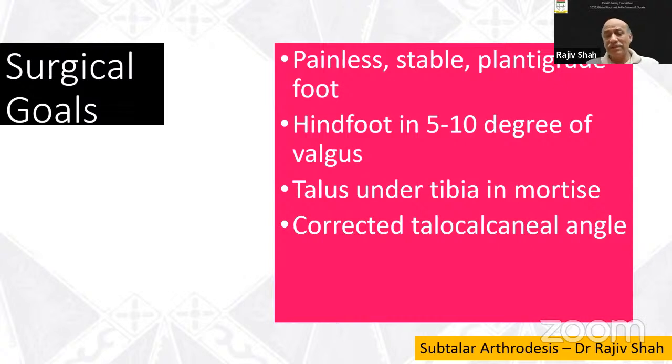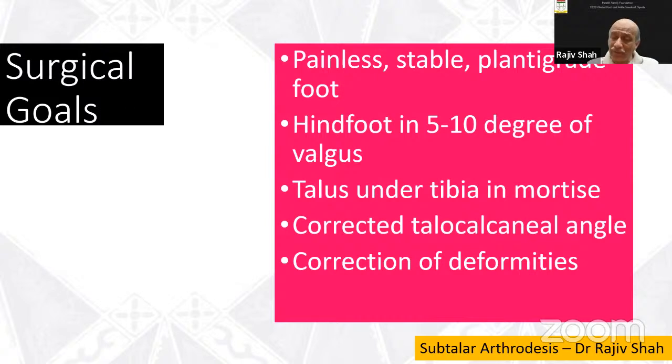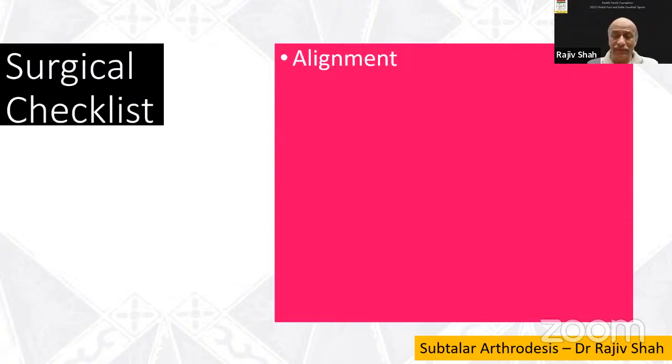Most important, you want to keep the talus under the tibia in the mortise. And you want to correct the talocalcaneal angle. You also need to correct the deformity whenever you're doing fusion. You don't want to fuse in situ.